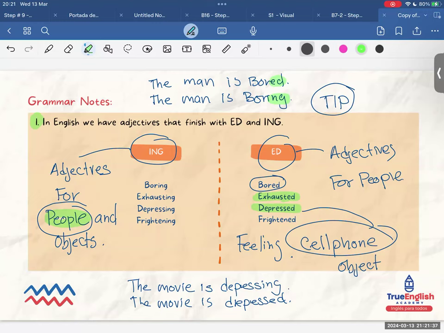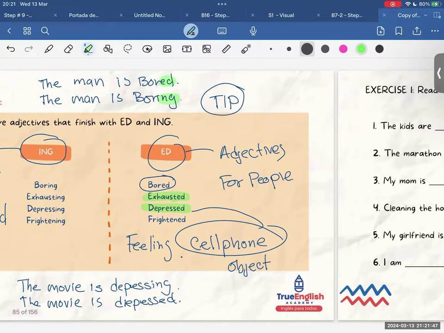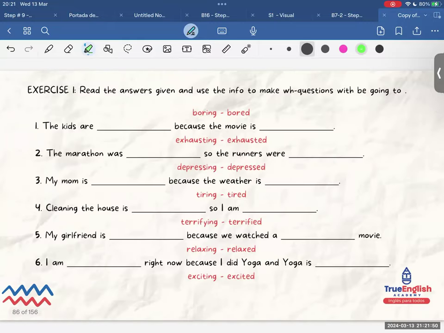All right. ¿Cómo va su mente? ¿Todo bien? No, todo bien. Let's see. Exercise one, Jackie. Can you help me? We need to answer and use the info to make.